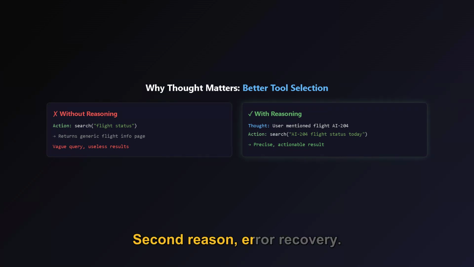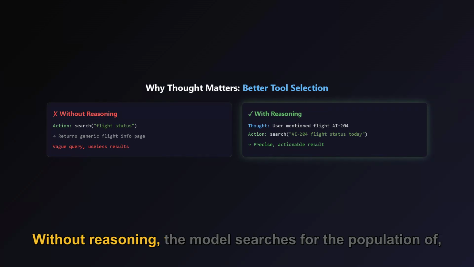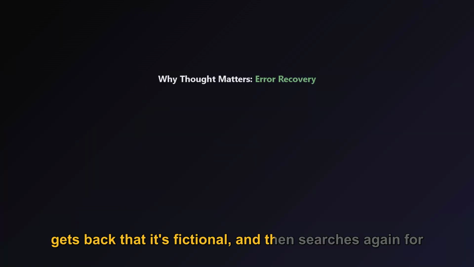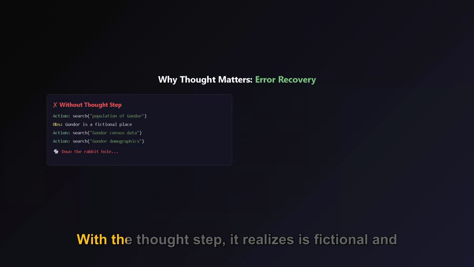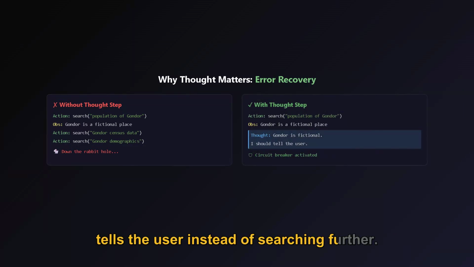Second reason, error recovery. Without reasoning, the model searches for the population of, gets back that it's fictional, and then searches again for a census, going down a rabbit hole. With the thought step, it realizes it's fictional and tells the user instead of searching further.